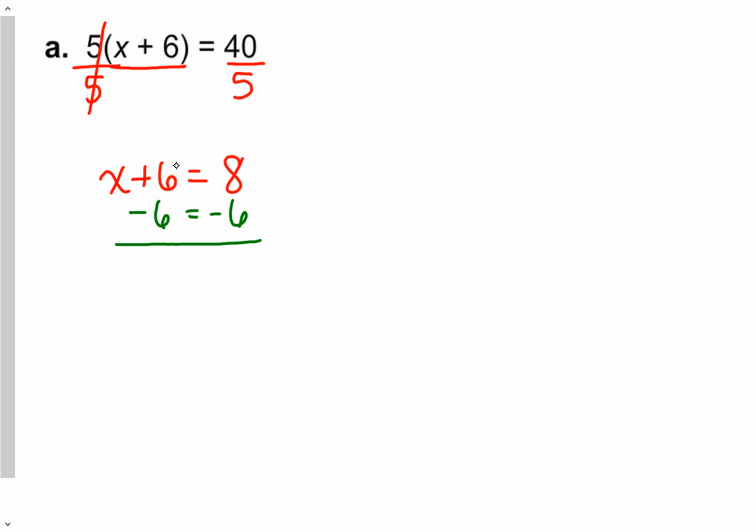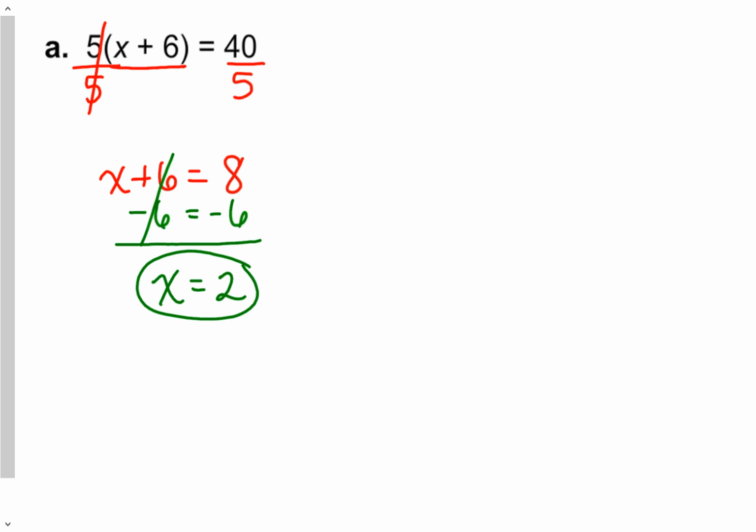Here's another example. We have 5 times the quantity x plus 6 equals 40. So 40 is divisible by 5, so I will use method 1, where I'm going to divide both sides by 5. 5 divided by 5 simplifies down to 1, so I'm left with x plus 6 equals 8. Now we have a one-step addition equation. So the inverse of add 6 would be to subtract 6 on both sides of the equation. And I'm left with x equaling 2.